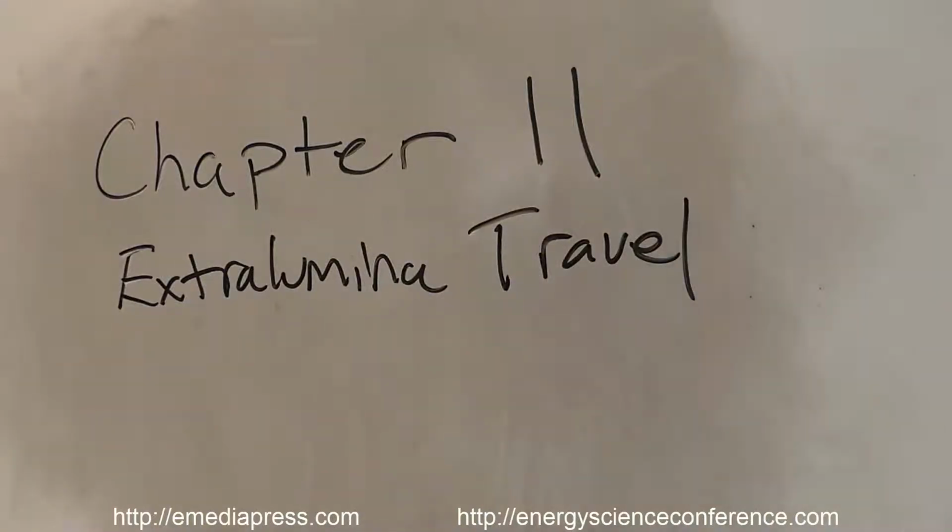Okay, chapter 11 is on extraluminal travel. That doesn't mean faster than the speed of light. It means outside of the constraints of light speed brainwashing, basically. Because there is a difference between faster than the speed of light and instantaneous, which is not faster than the speed of light, it's instantaneous. It's a completely different concept, and we'll just go into this concept just briefly.